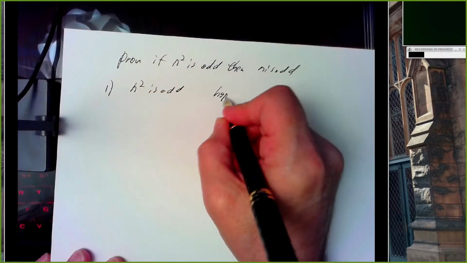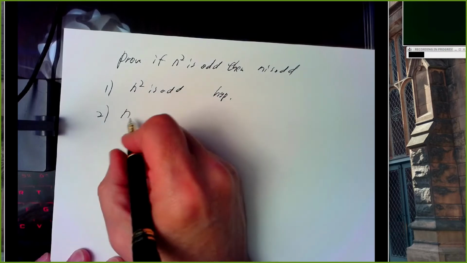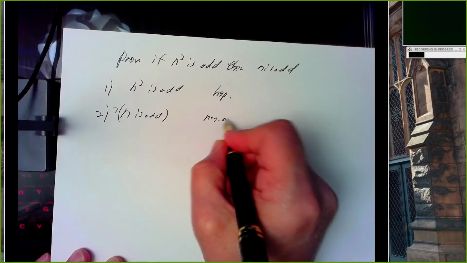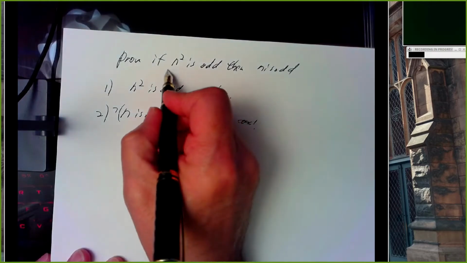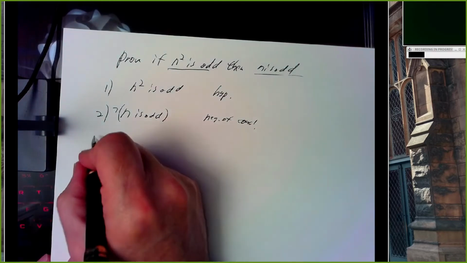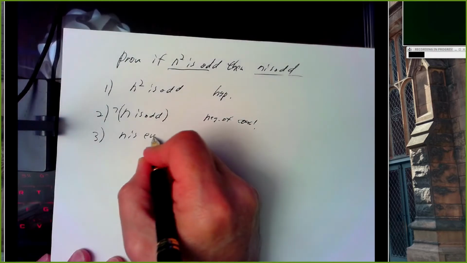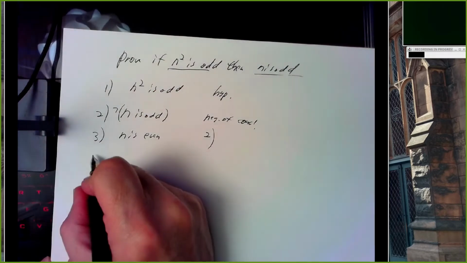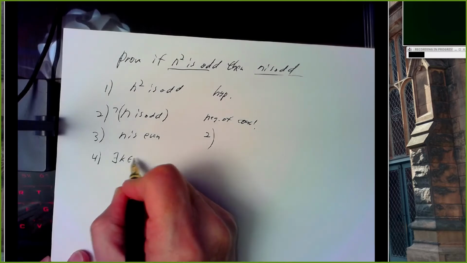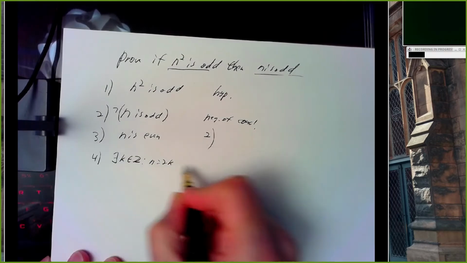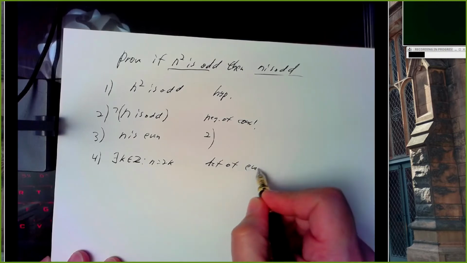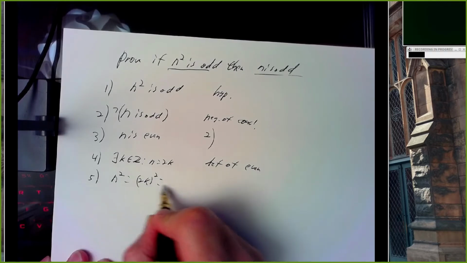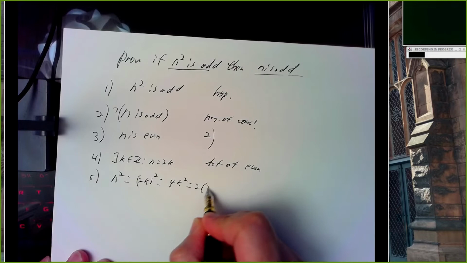So n squared is odd, that's the hypothesis. Let's assume not n is odd. That's the negation of the conclusion. So we're assuming this is true, but this is not true, which means n is even, which follows from step 2. If it's not odd, it's got to be even. And so there's some integer k such that n equals 2k. That's the definition of even. And now we can say n squared equals (2k) squared equals 4 times k squared equals 2 times 2k squared.